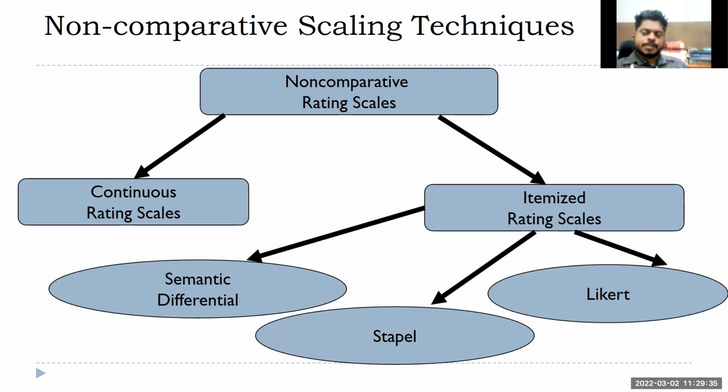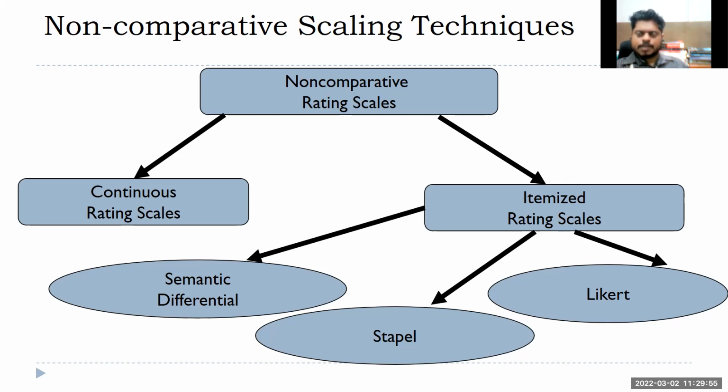Itemized scale means discrete. If I dislike a movie, either I'll put it 1 or 2. If 1 is the worst movie and 10 is the best movie on a scale of 1 to 10, I cannot have a choice of 1.5 or 1.2. Either it has to be 1 or 2. So we are reducing the complexity.